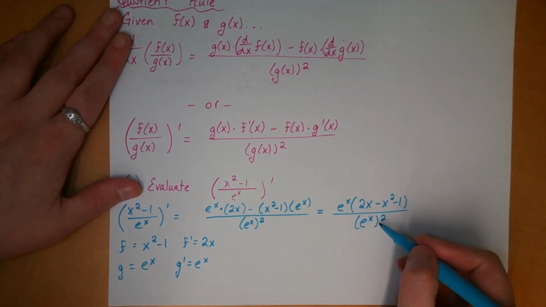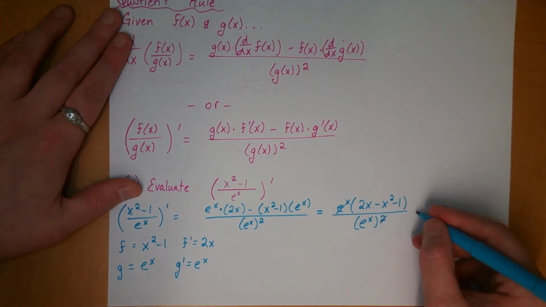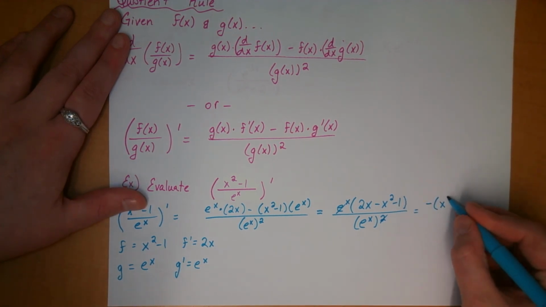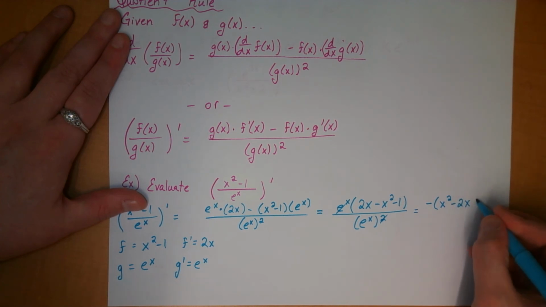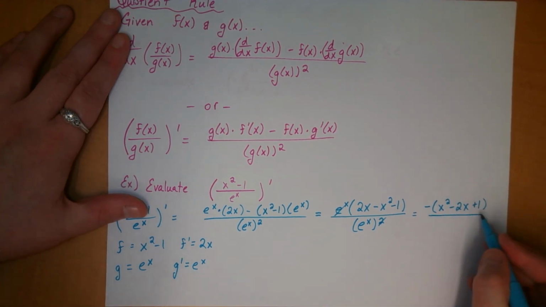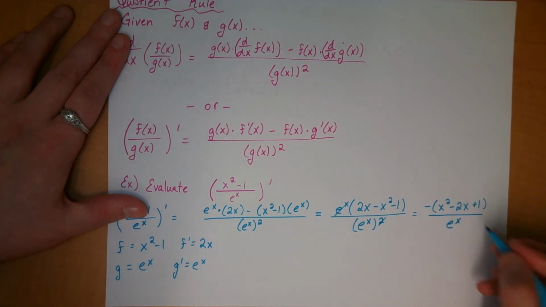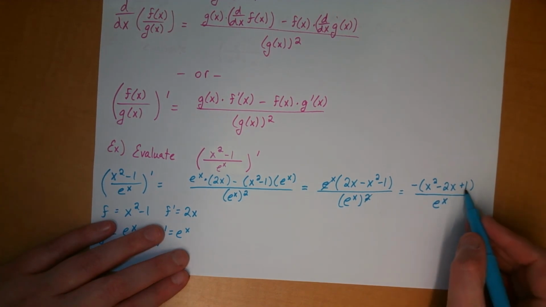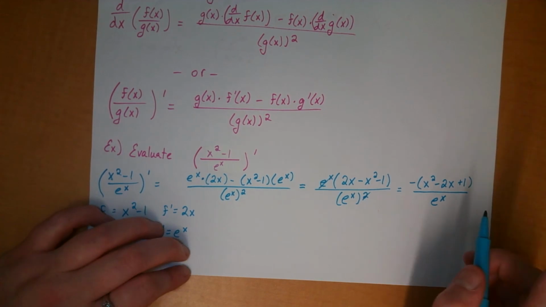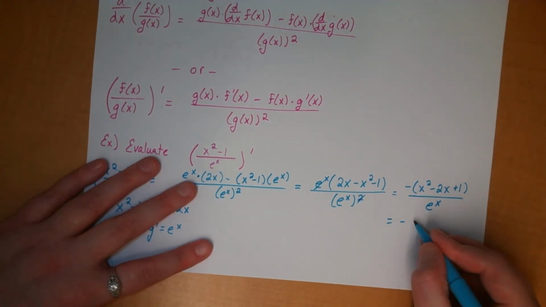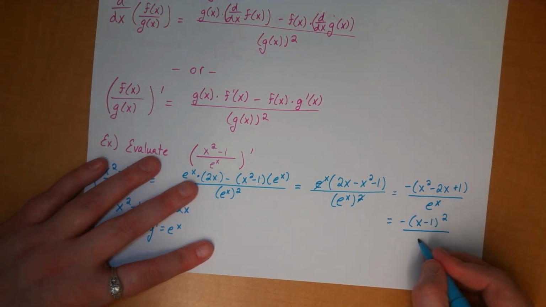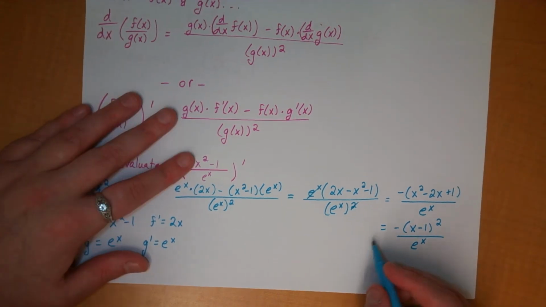I have an e to the x here and I have 2 of them down here, so I can cancel one of these. And I will be left with, let's see, I can also pull a negative out of there. That'd be x squared minus 2x plus 1 divided by e to the x. I know two numbers that multiply to positive 1 and add together to negative 2. They are negative 1, negative 1, over e to the x. So that would be our final solution.